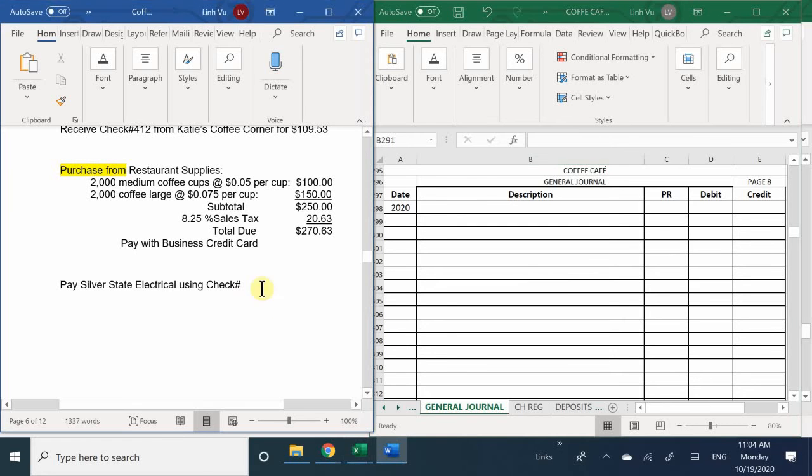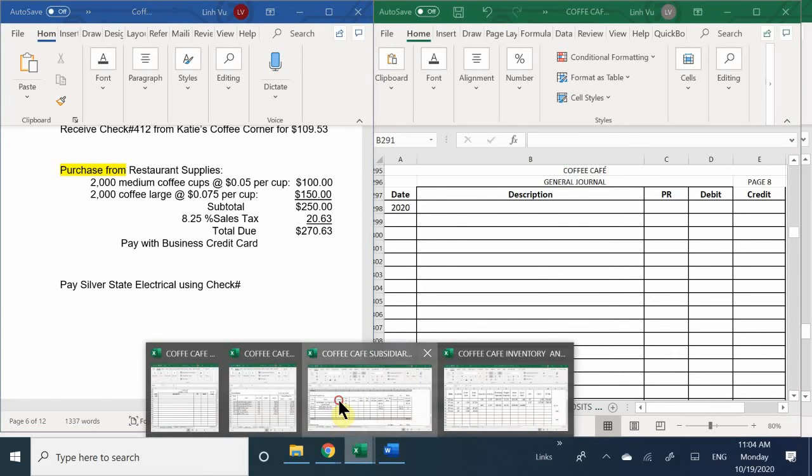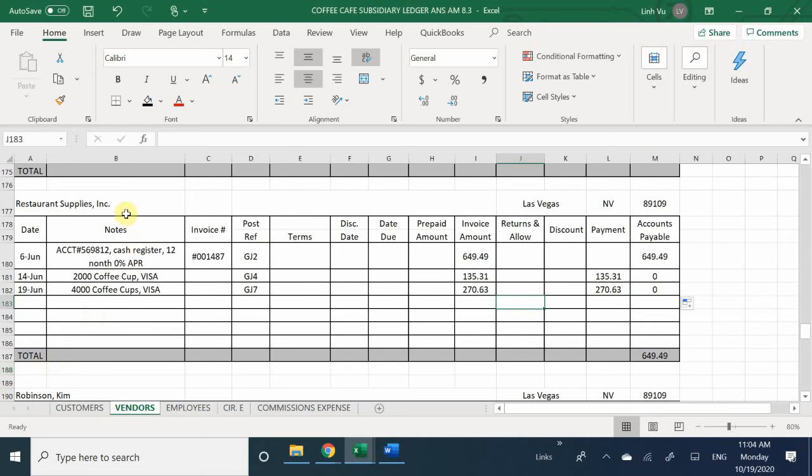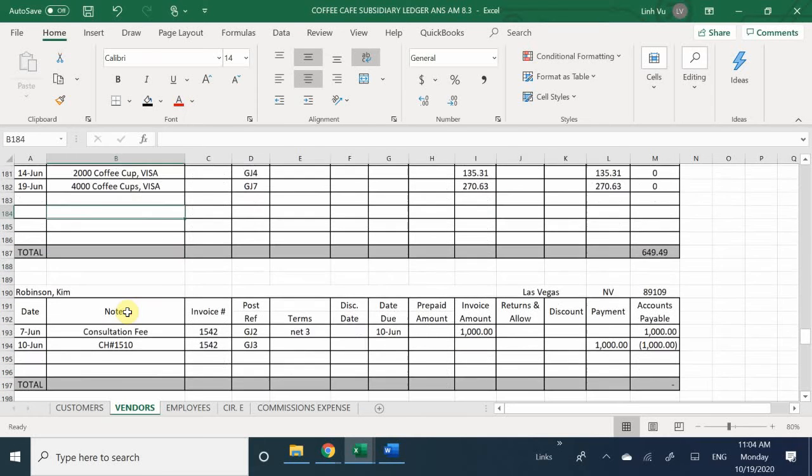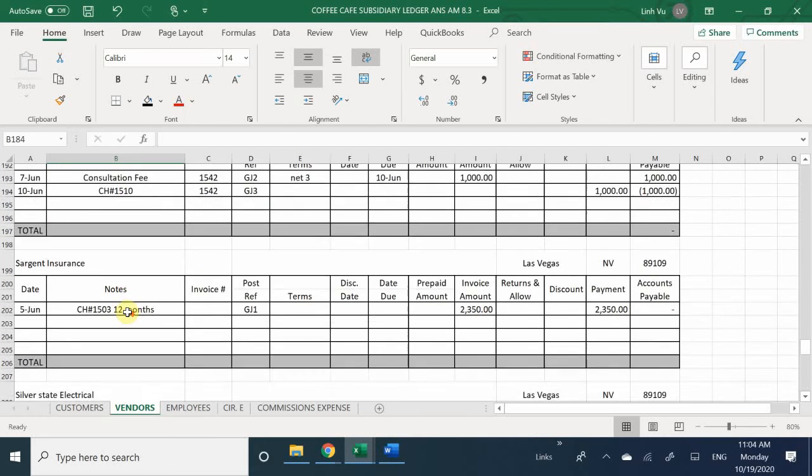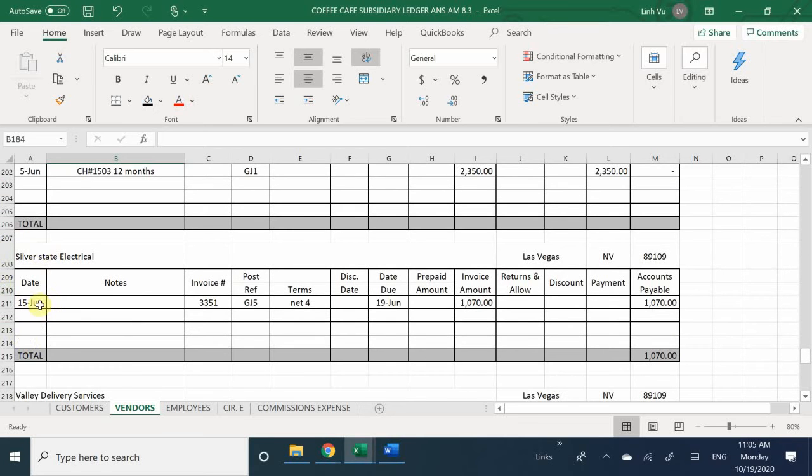Your subsidiary ledger holds all of your information for all the bills that you received. So in this case, we are looking at Silver State. Here, Silver State. So here, we did receive a bill on the 15th, right? It was invoice number 3351, and it's due in 4 days, meaning it's supposed to be due on the 19th of June, which is what we're on today. So for the whole entire invoice amount, it's $410.70, and we owe $10.70. So we need to go ahead and pay this.